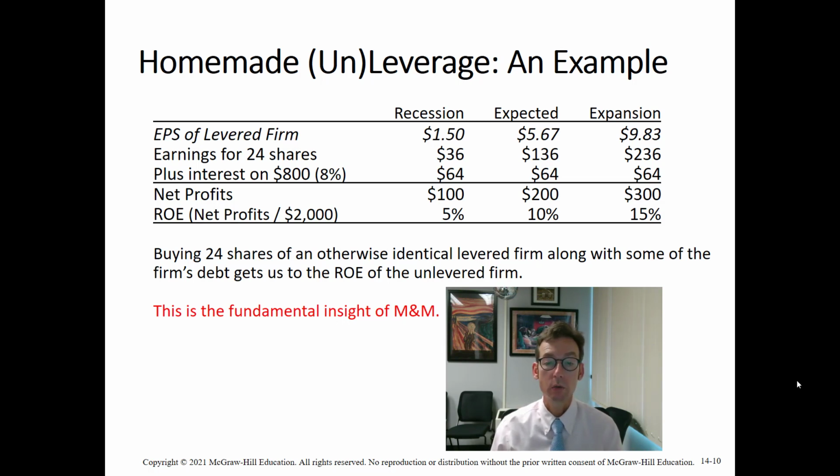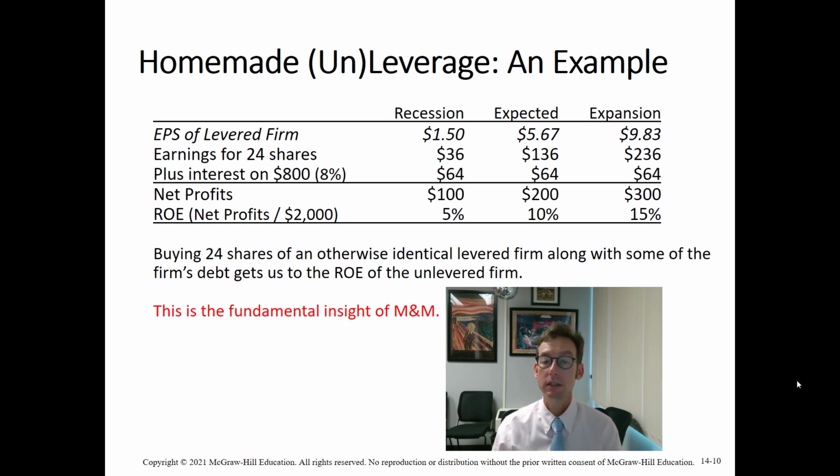And so we're going to buy 24 shares, multiplied by $1.50, that gives us $36 in earnings. Now this time we are going to buy 10% of the firm's debt. And when we do that, we're going to receive the interest instead of paying it. And so 36 plus 64 is 100. 100 divided by our total $2,000 investment gives us a return of 5%.